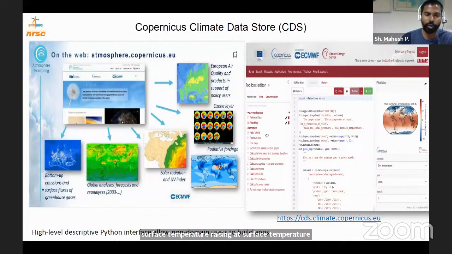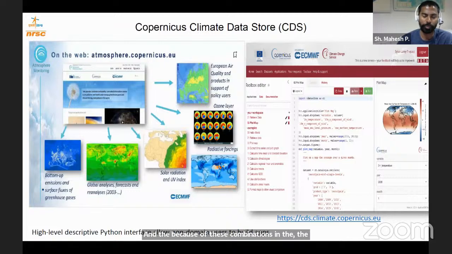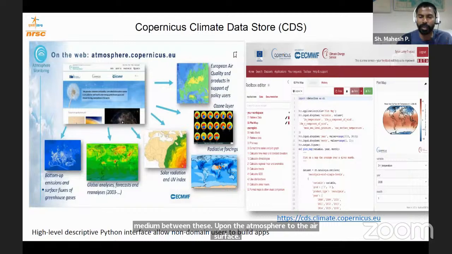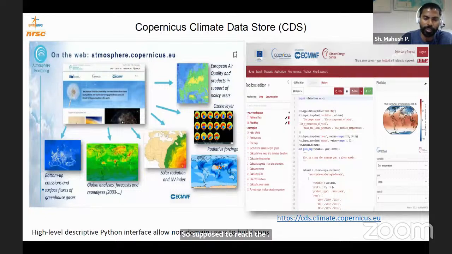So 1368 watt per meter square, for example, is the constant at the top of the atmosphere, if you assume. From the top of the atmosphere to the Earth surface, there are so many mediums like clouds, particles, and species. Every component in this path will have a different role. The majority of the energy is reflected back by the clouds, and some energy is absorbed by the gases and particles in the atmosphere. We are supposed to reach 342 watt per meter square at the Earth surface, but because of the presence of these gases and particles in the atmosphere, that energy is getting altered, and we are not receiving at the Earth surface what we theoretically need to receive. That is what we call the radiation energy balance.